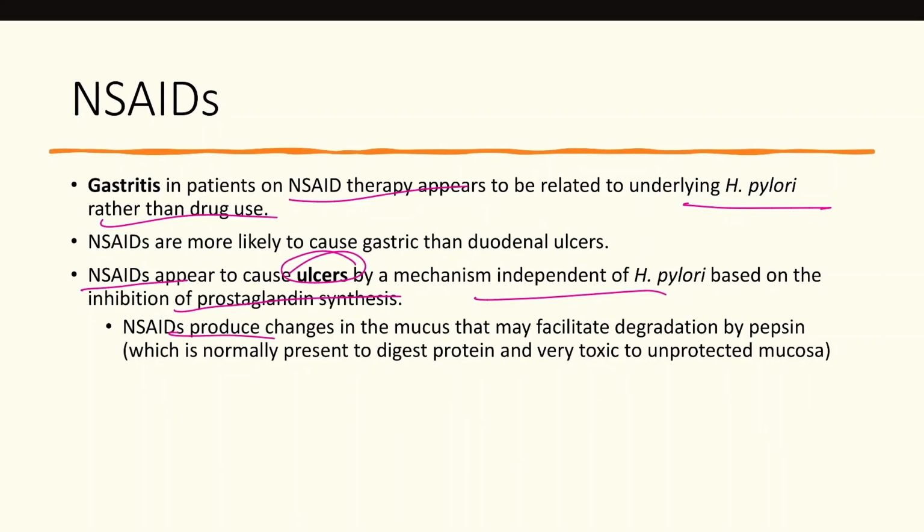The changes that NSAIDs make may cause issues with pepsin, and it's very toxic to unprotected mucosa. So the pepsin, when you have these openings in the barriers, the pepsin can get to that area and it's toxic to the cells.